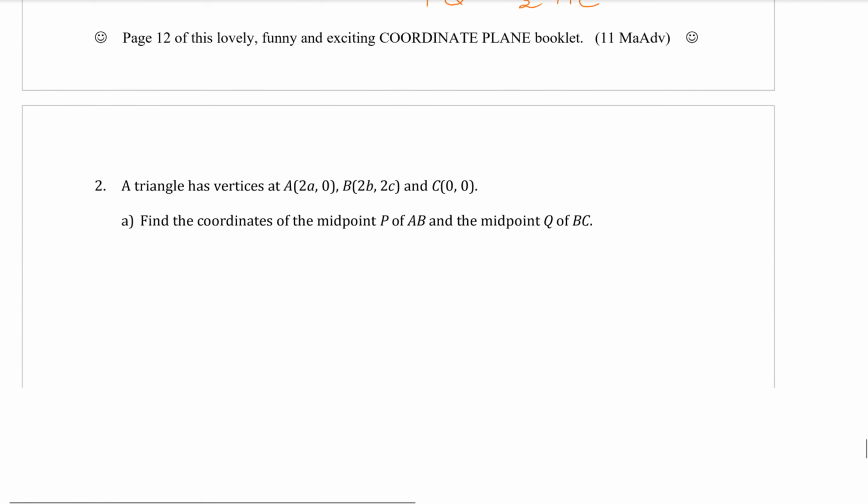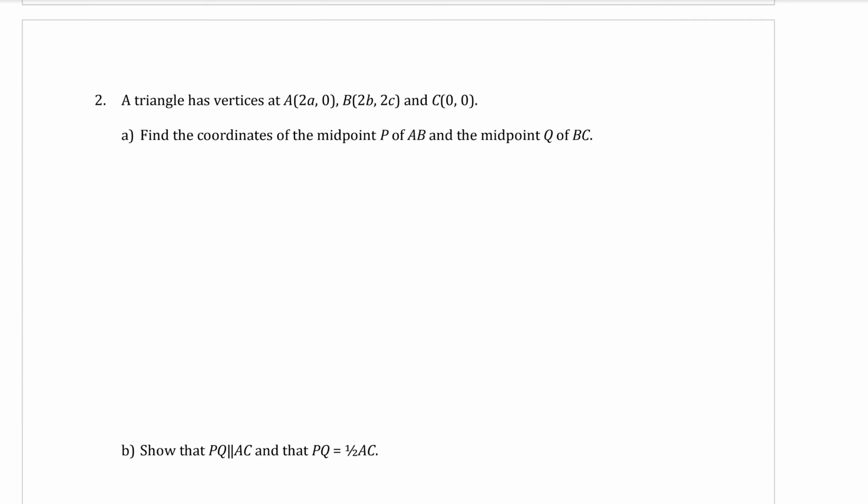Question 2. A triangle has vertices A, B, and C, but you'll notice in those points there that they're not just numbers. We've got some pronumerals in here. Okay, so we need to find the coordinates of the midpoint, which we're calling P, of A, B, and the midpoint Q of BC. That's very similar to what we did in question 1, but these points just aren't as nice as the ones that I used in question 1, but we know how to do it.